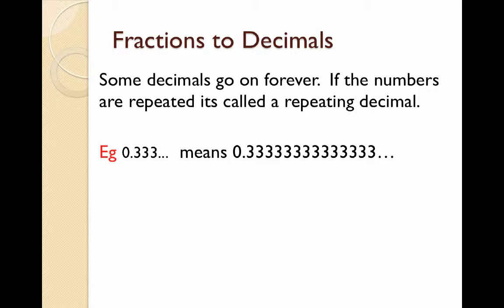For example, this 0.333 with 3 dots after it means that the 3 is going to be repeated over and over and over again. That 3 forever and ever and ever.